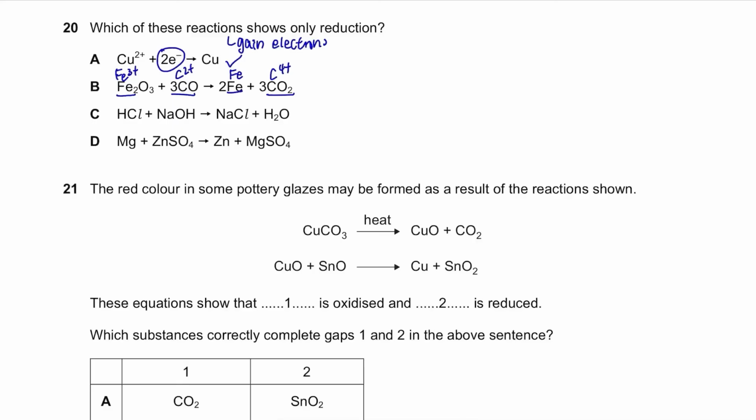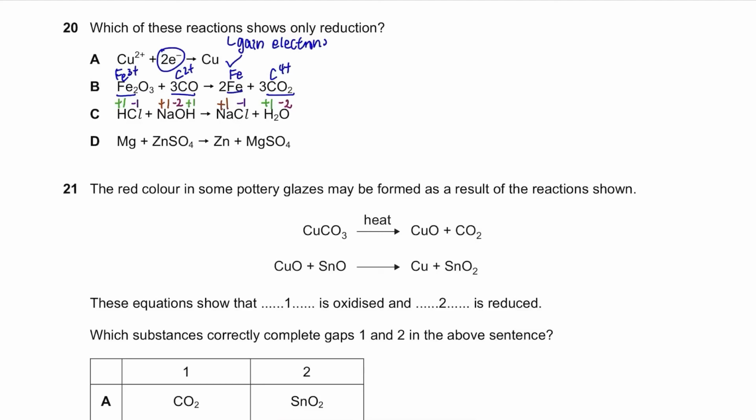HCl plus NaOH producing NaCl and H2O. If I write the charge of each element involved here, it's like this. You can see that there is no change in charge for any of the ions, meaning both reduction and oxidation have not occurred.